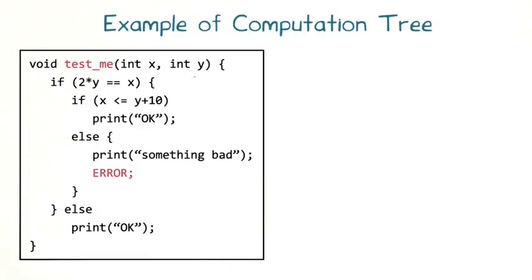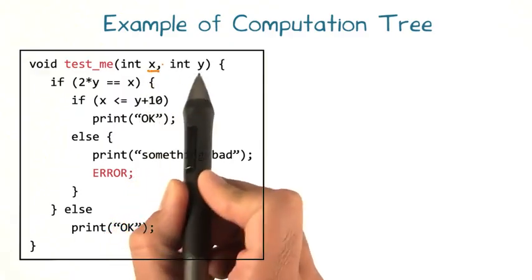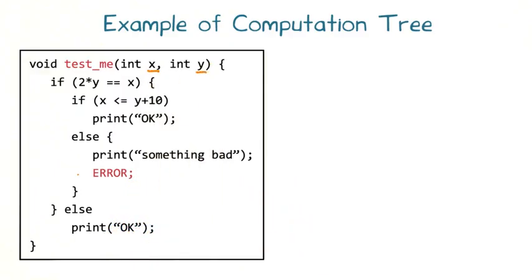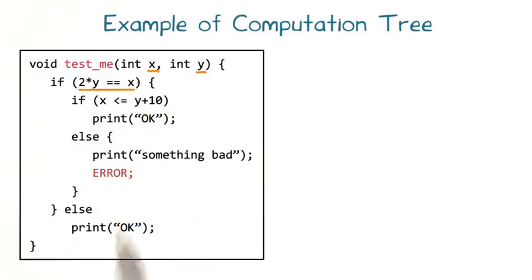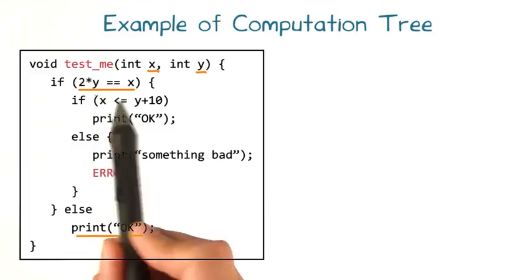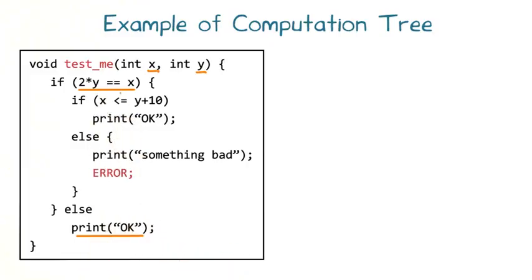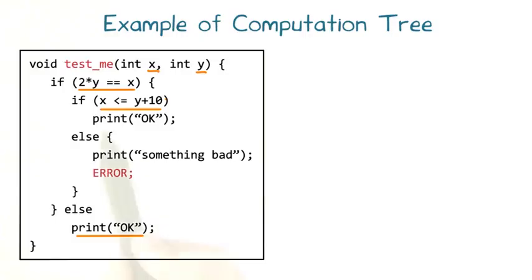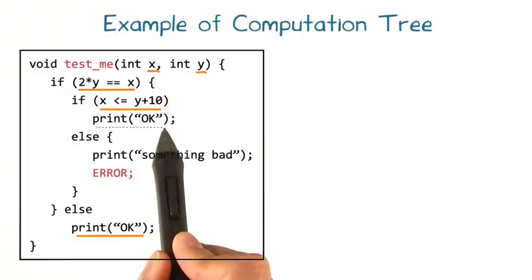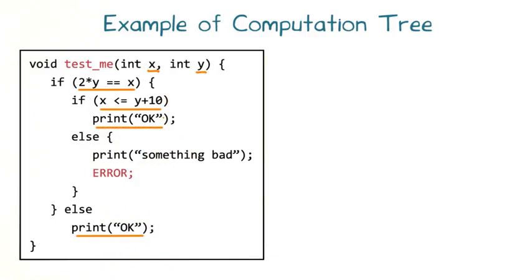The program takes as input two integer variables, x and y. It first tests whether 2 times y is equal to x. If 2 times y is not equal to x, then the program exits normally. But if 2 times y is equal to x, then the program proceeds to test whether x is less than or equal to y plus 10. If x is less than or equal to y plus 10, then the program exits normally. But if x is greater than y plus 10, then the program throws an error.